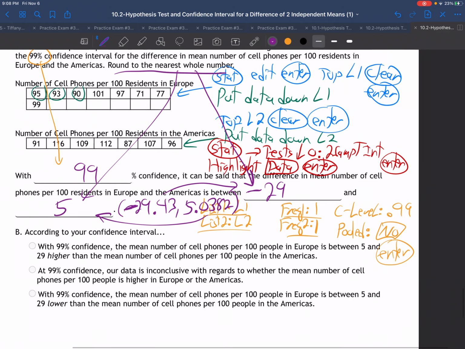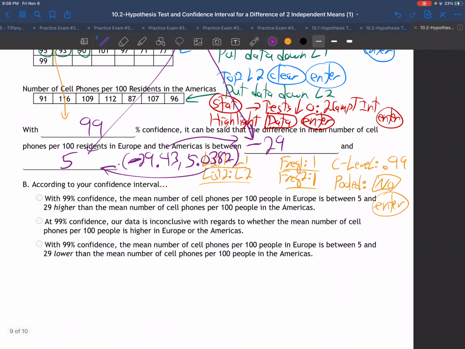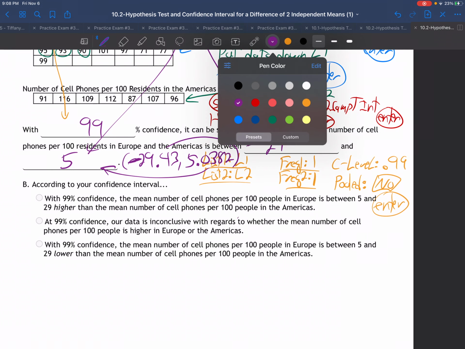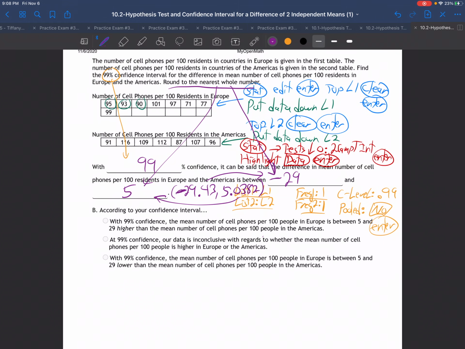What does that mean down here about this conclusion? Well, this is the part that's often tricky for people, I know. Let me help explain. Remember, we're subtracting two things. We're taking the number of cell phones for European countries on average minus the number of cell phones for the Americas, North America, South America. So we're taking a difference, a subtraction between two things.